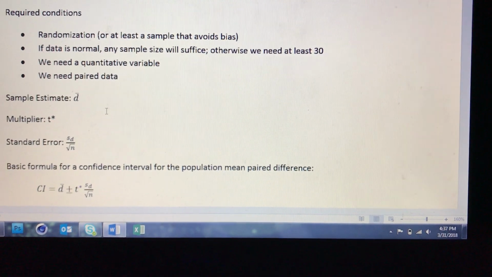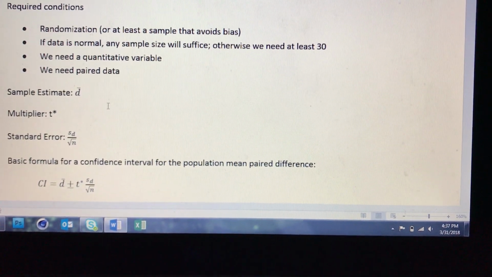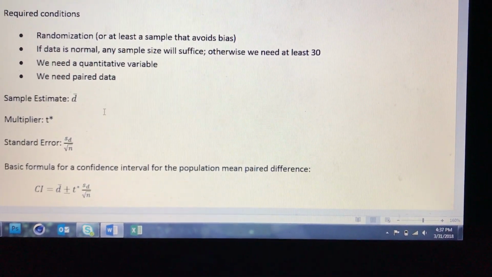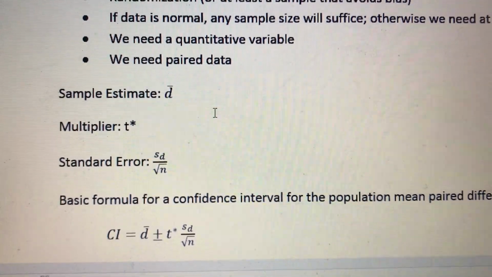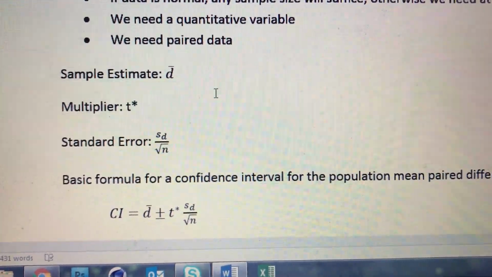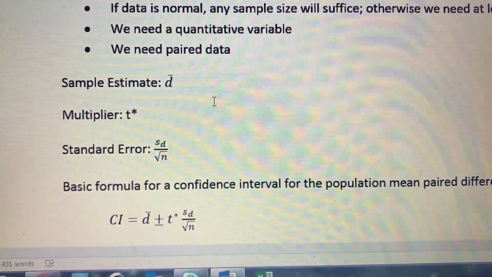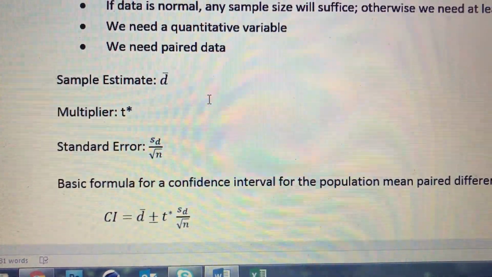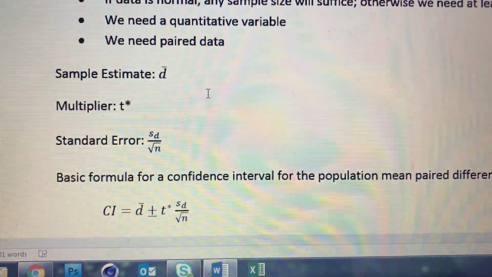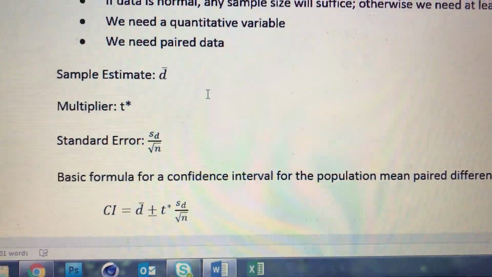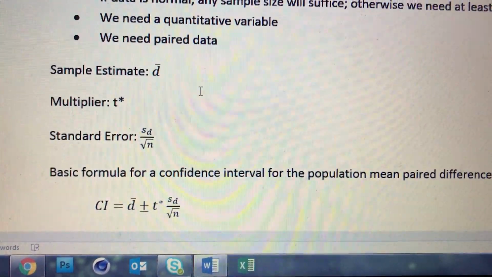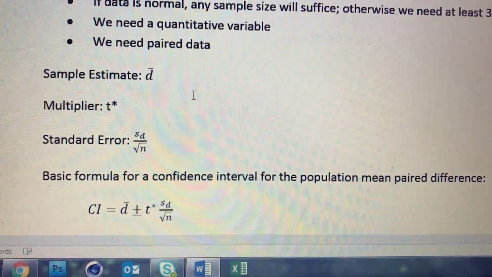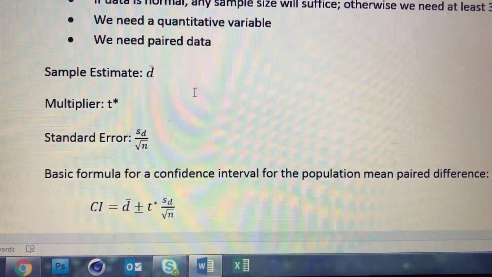Now, because we're dealing with means, we do need a quantitative variable, and because we're talking about paired differences, we do need paired data. So our confidence interval is our sample estimate plus or minus our multiplier times our standard error. Our sample estimate we are going to call D bar. This is the sample mean of paired differences. So for the freshman 15 example, we have all of the freshman weight differences. We find the mean of all those differences, and that's going to be D bar.